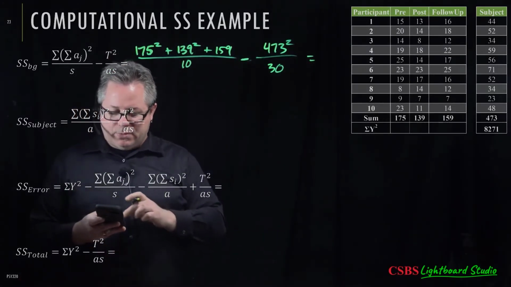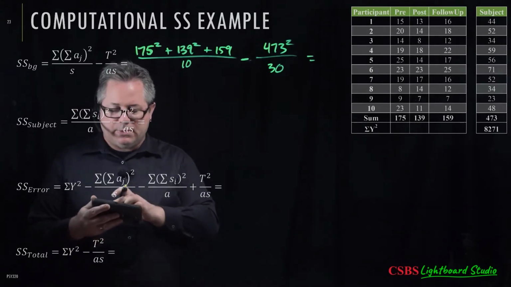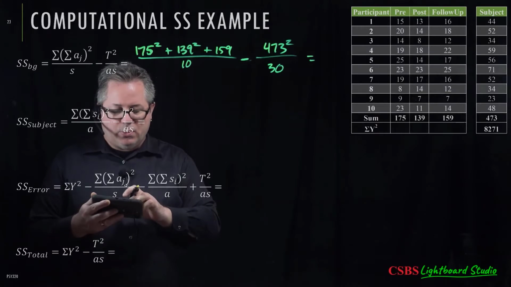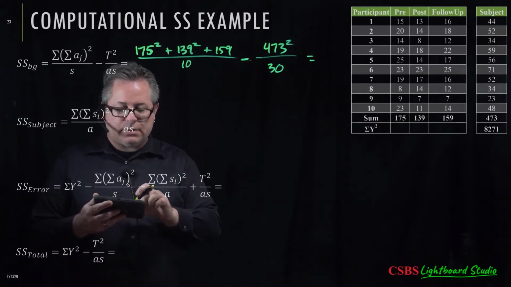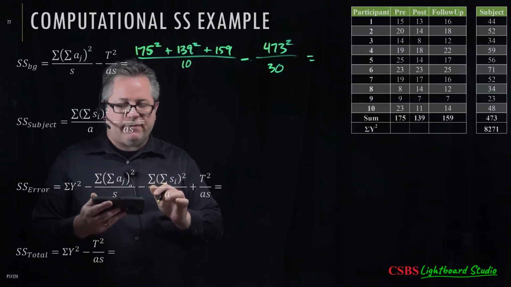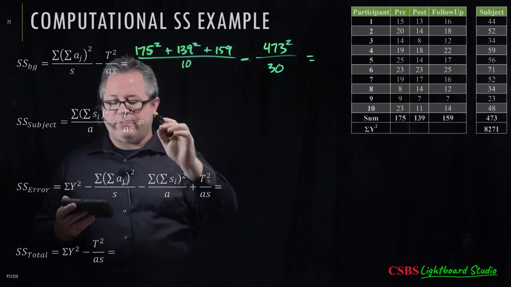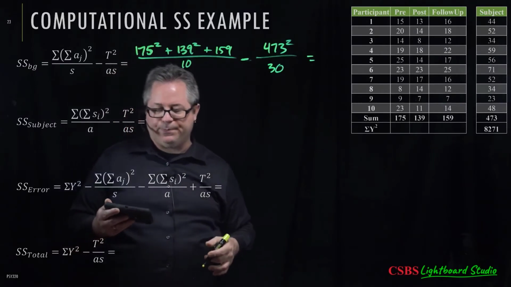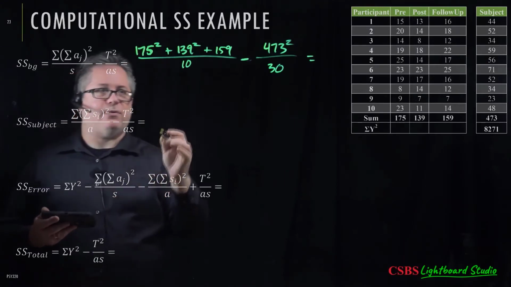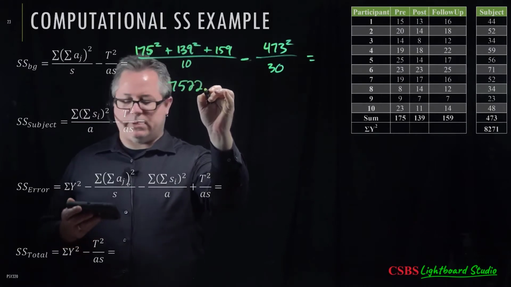All right, so 175 squared plus 139 squared plus 159 squared equals 75,227. So the top part of this is 75,227 divided by 10, which is 7,522. So this is 7,522.7.